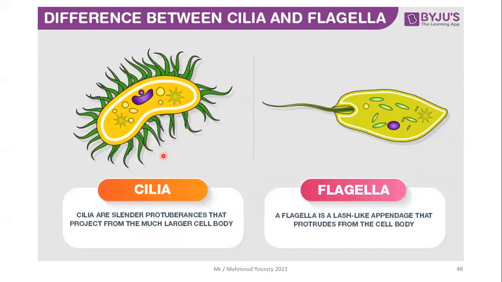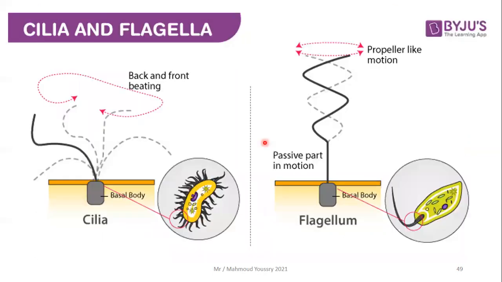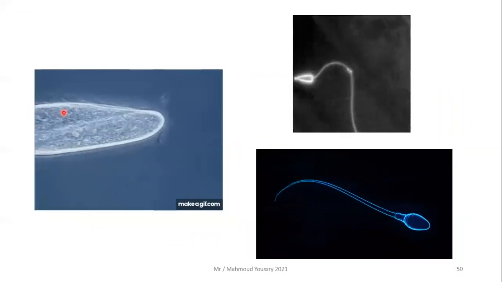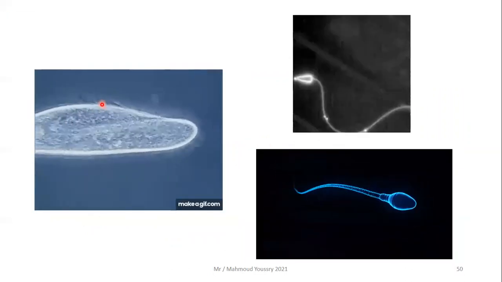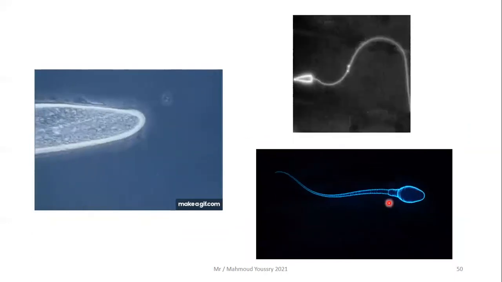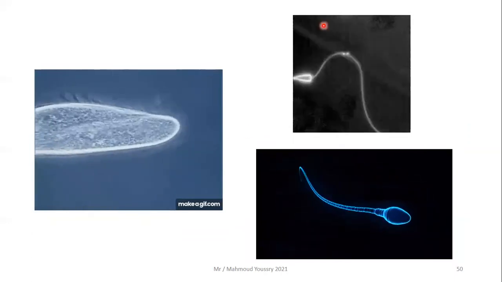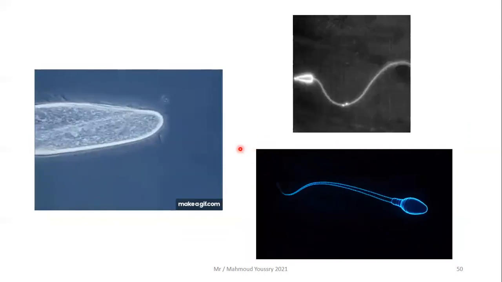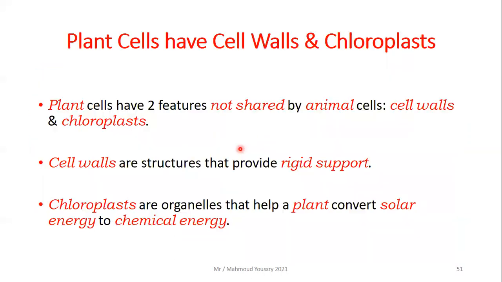Look here, these are the cilia. They are like small hairs on all sides, but the flagella looks like a whip or a tail for movement. This is the movement, as you can see. These are the cilia to the left, and this is the whip or the tail, the flagella, to the right. This is the sperm, by the way, so this is to help it move or advance.